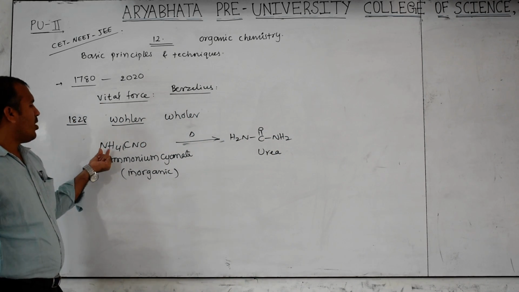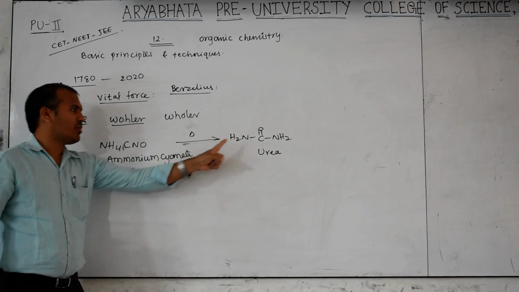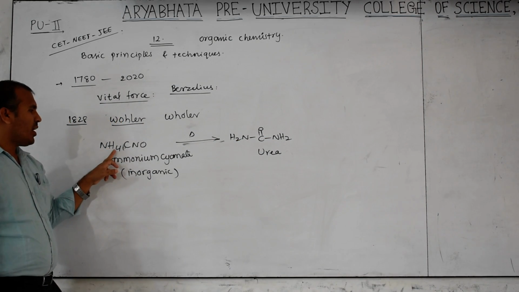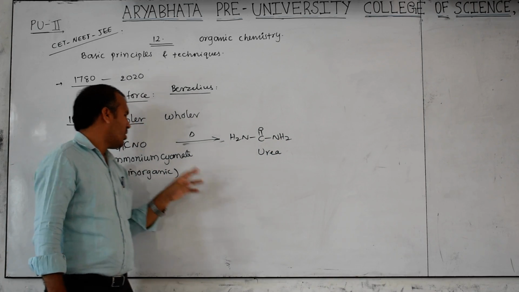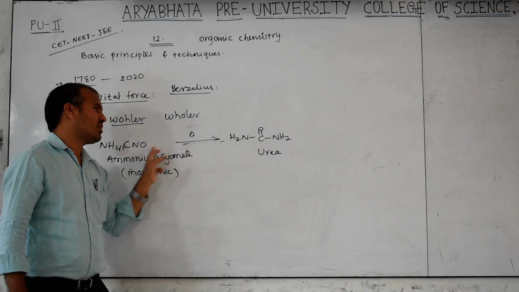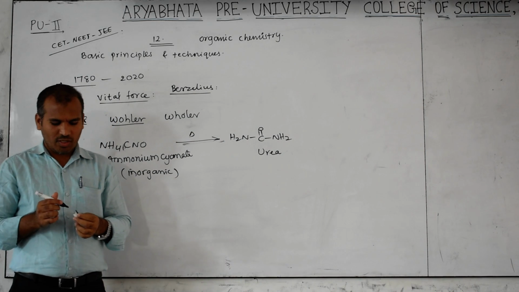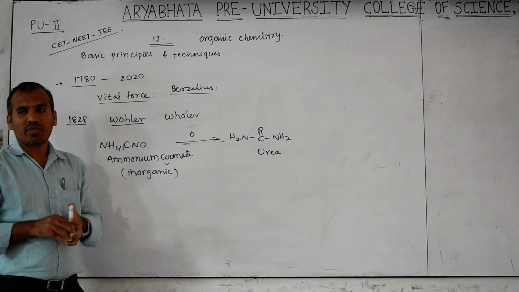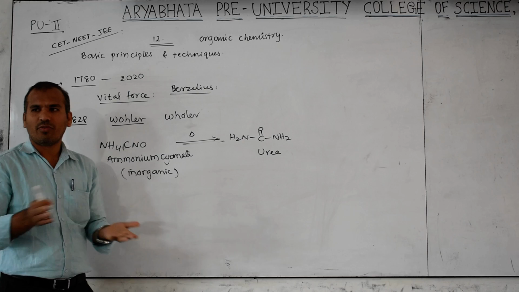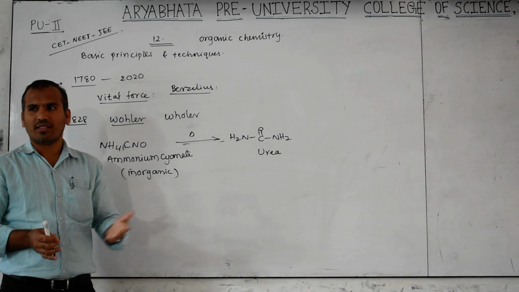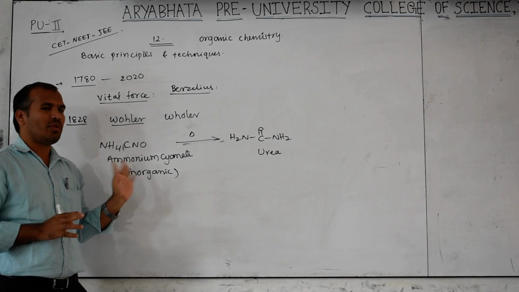See here, how many nitrogens are present? Two nitrogens are present. How many hydrogens? 4, 2 plus 2, 4. One carbon, one oxygen. Now, everyone knows this reaction. You may have studied it in first year, or before that in 9th or 10th class, somewhere you may have heard this sentence.